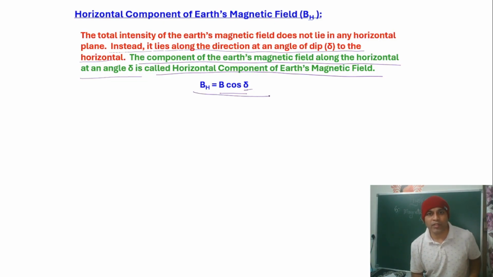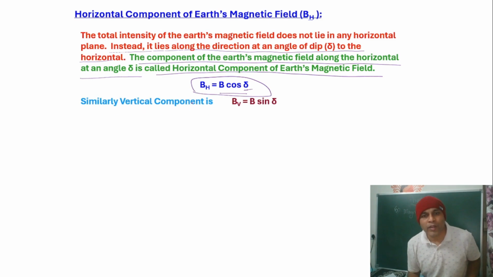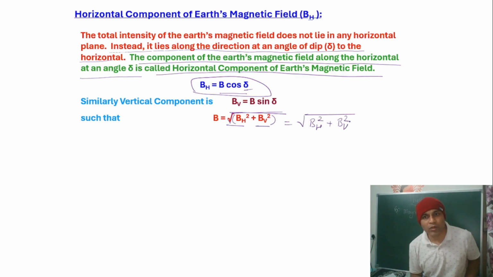So that is B_H = B cos θ. Next, we are going to see B. Similarly, the vertical component is B sin δ. Then the total magnetic field B is equal to the square root of the horizontal component squared plus the vertical component squared. The square root of that is the exact total component of the Earth's magnetic field.